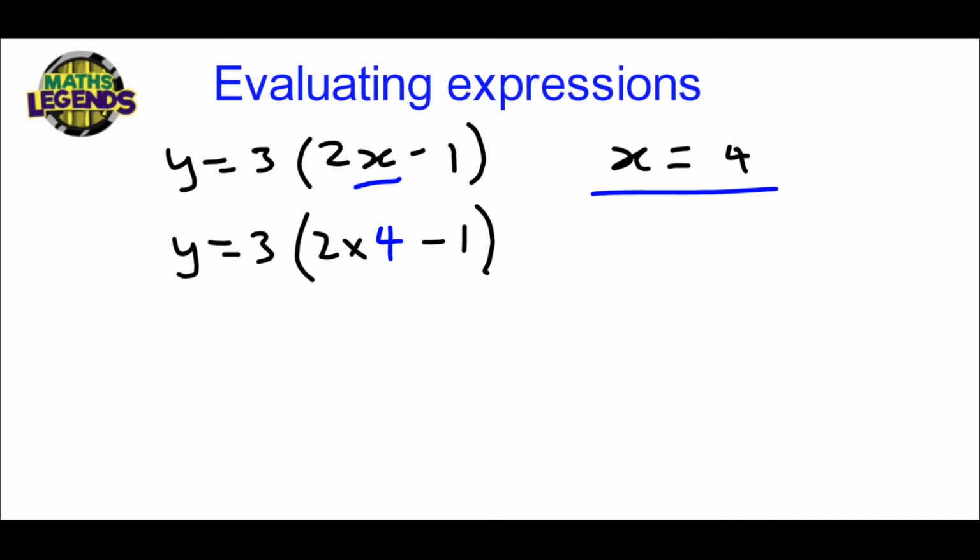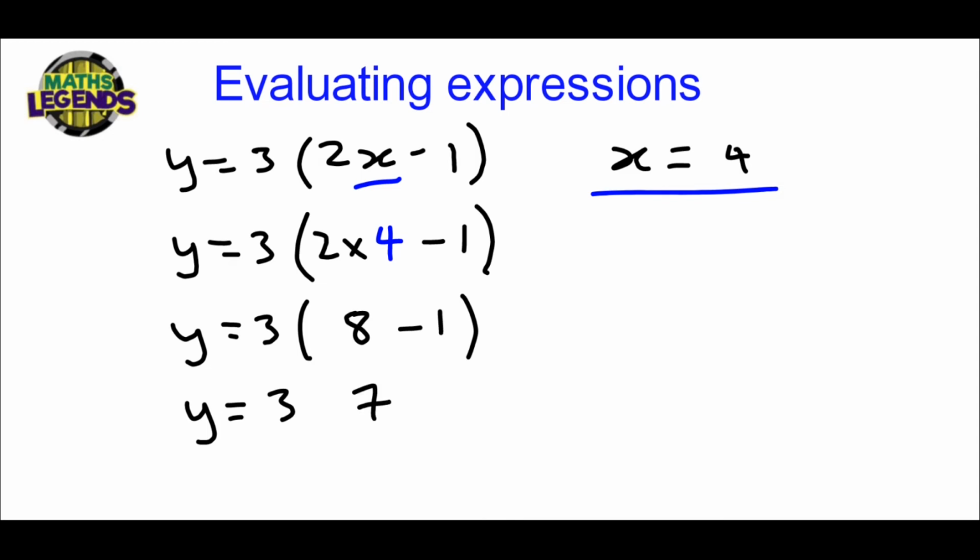So we do the bit in the bracket first. So y equals 3 bracket. Now inside the bracket, we have multiplication and a minus. So we do the multiplication first. So 2 times 4, which is 8, minus the 1. We simplify this. So again, we're doing the bracket first. So 8 minus 1 is 7.